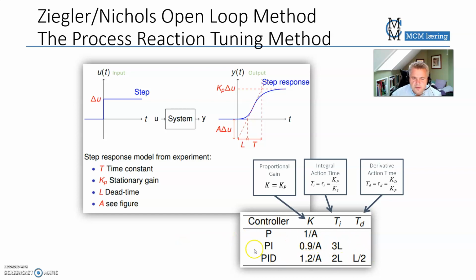So these are the suggested values made up by experience from Mr. Ziegler and Mr. Nichols, and you put that into your system, you start your system, and then you fine-tune based on the response that you see in your process. So if you want to make it slightly faster, maybe you should increase the TD a bit, for example.